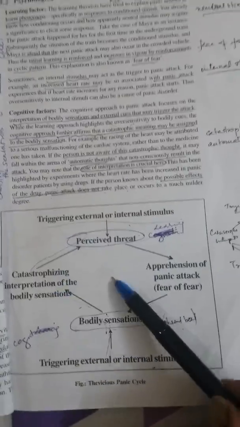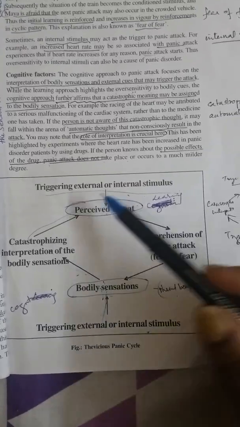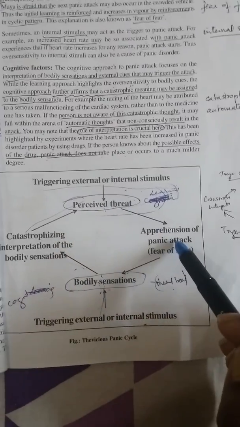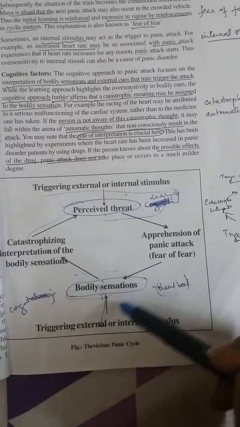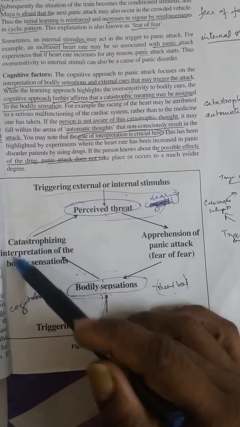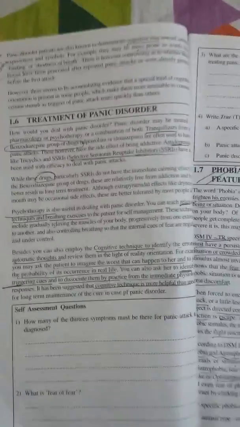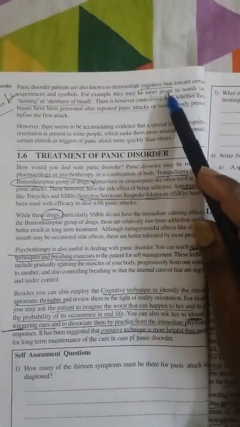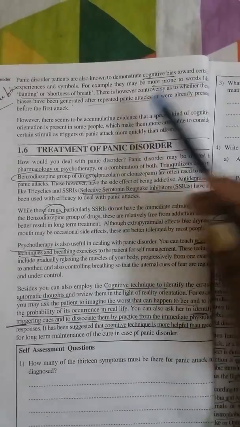So everything is explained here. So trigger, external, internal, it's the same thing. So this is how we learn perceiving a threat through the sensation, and there is fear of fear. Here is how the cognition works: the body sensation is the same, but the person interprets it as catastrophic. So this is the entire picture of it. So there is a cognitive bias. Cognitive bias is like they are erroneously interpreting it as a threat, right?